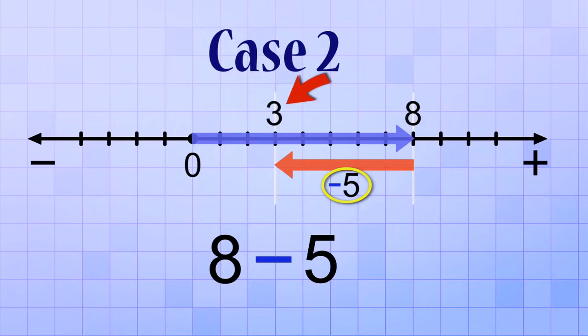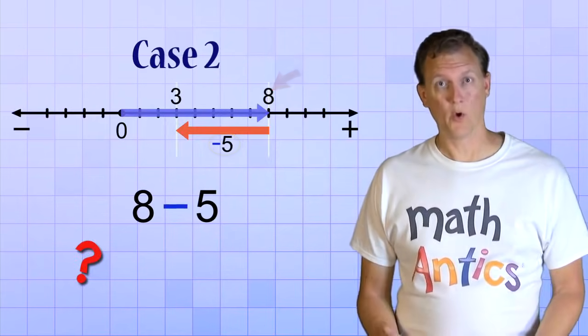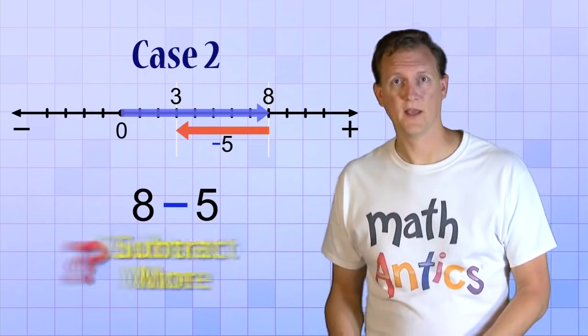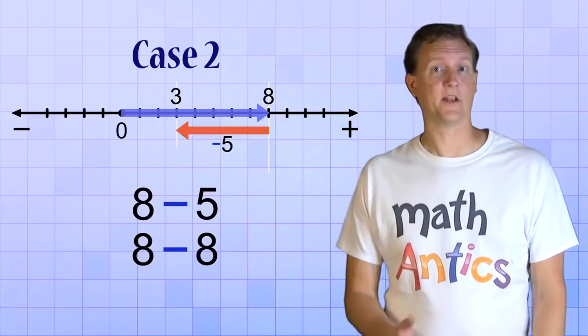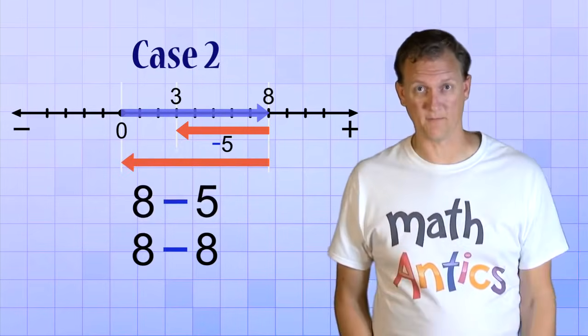Our answer is still a positive number, but it's less positive than it was before. And that raises an interesting question. What if we subtract even more to move it further in the negative direction? Like what if we subtract 8 instead of 5? That would take us all the way back down to 0 on the number line.